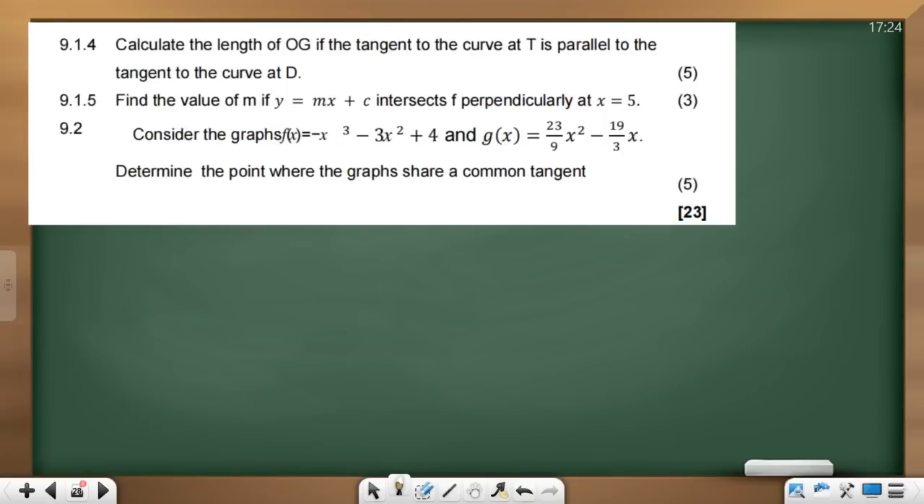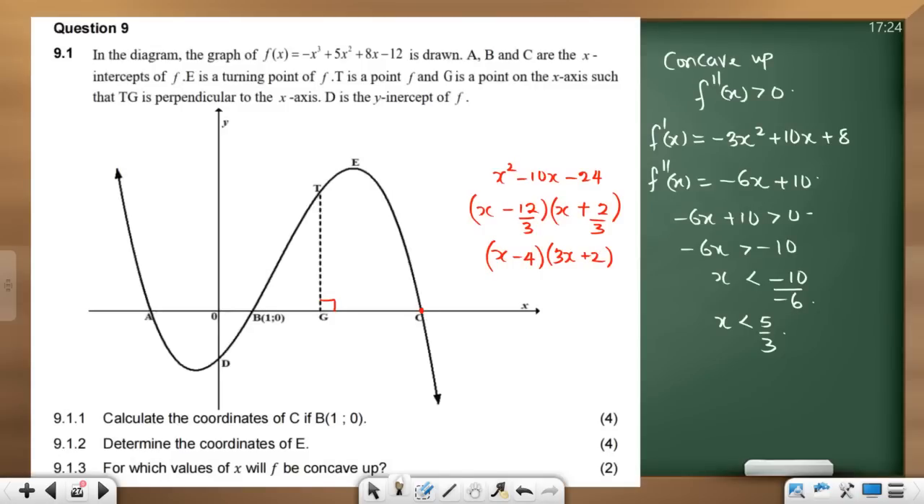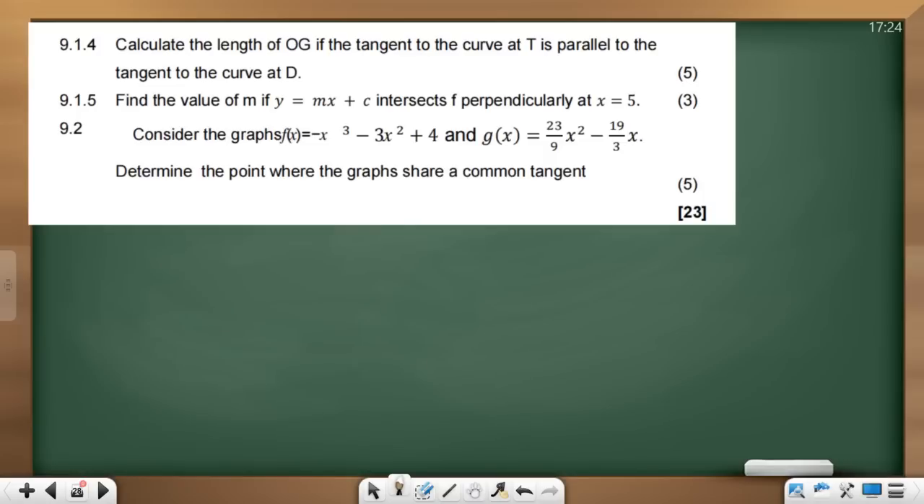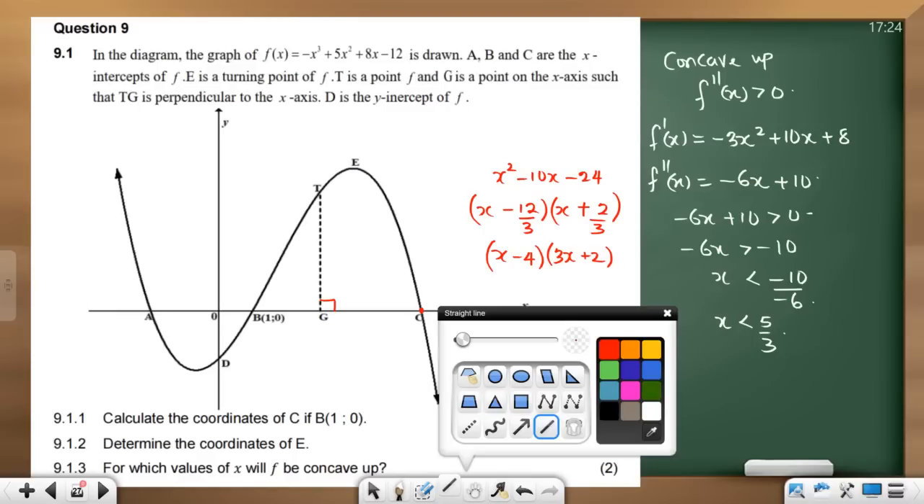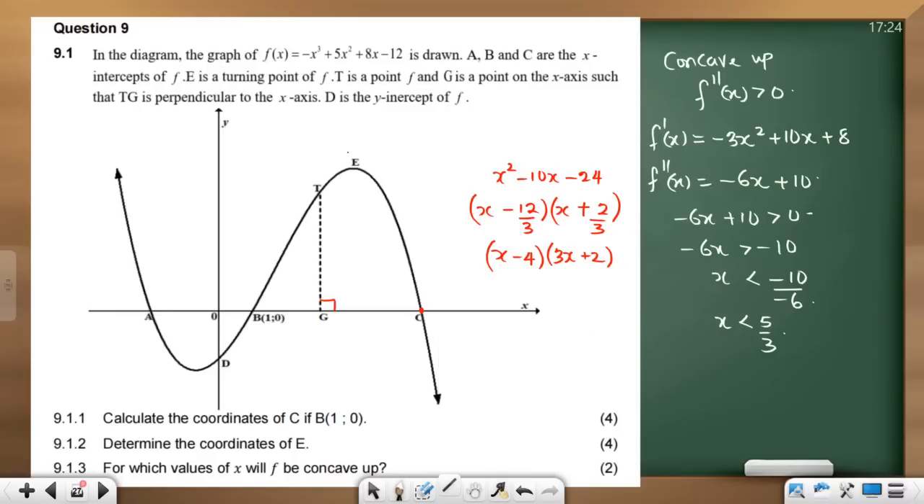Calculate the length of OG if the tangent to the curve at T is parallel to the tangent to the curve at D. Ooh, let's go interpret. Calculate the length of OG. Let's go look at the graph. OG, okay, lovely. So we're looking for the x coordinate there. The tangent to the curve at T is parallel to the tangent to the curve at D.